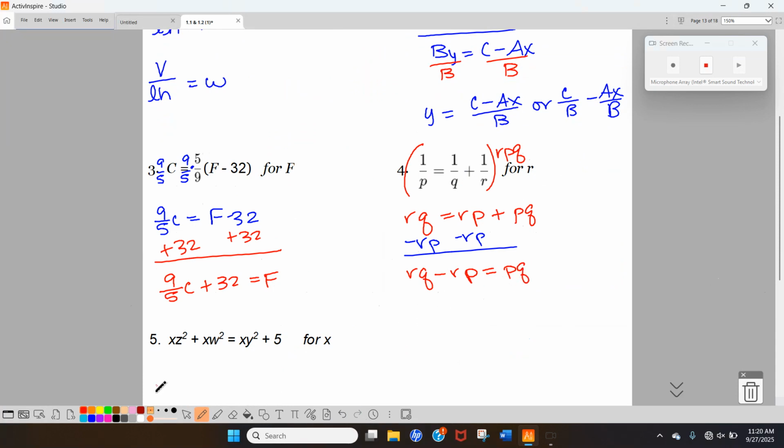All right, so then the trick here is if I need a single R, if it's in two terms, I can factor it out as a GCF. And then R is being multiplied by that parenthesis. So to get rid of this parenthesis, I can just divide by it. So we get that R is equal to PQ over Q minus P.